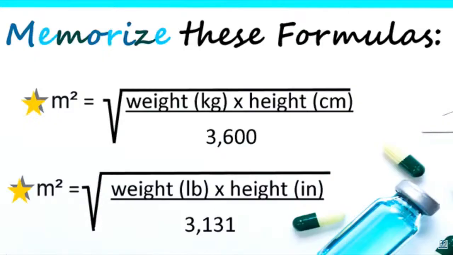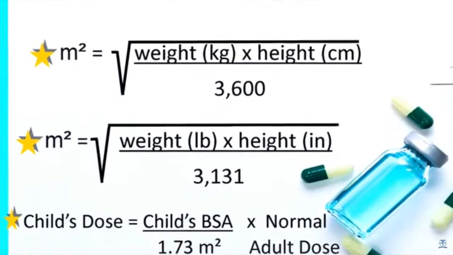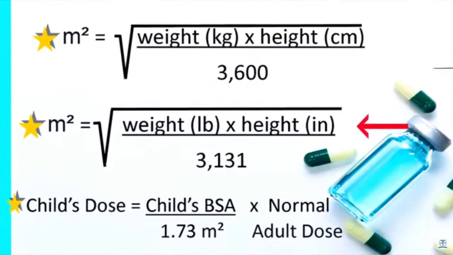Now, if the scenario was giving you the household system where the patient's weight is in pounds and the height is in inches, you would use the second formula, which again is square meter, which is body surface area, equals weight in pounds times the height in inches divided by 3,131. So don't let those values get you mixed up. Memorize which one goes with each. You would figure that out and then find its square root.